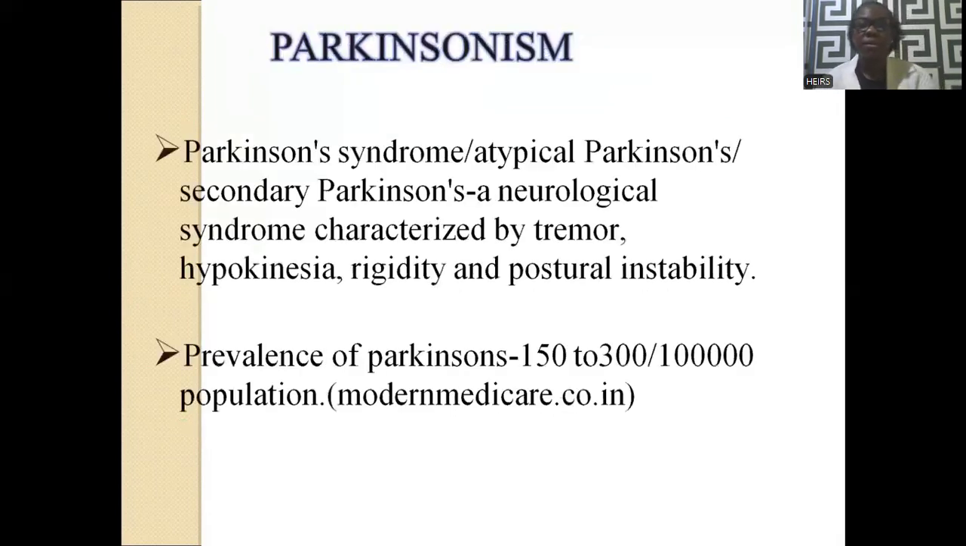Parkinson's disease, or Parkinson's syndrome, or atypical Parkinson's, or secondary Parkinson's, is a neurological syndrome that is characterized by tremor, hypokinesia, reduced movement, rigidity, and postural instability. Now, the prevalence of Parkinson's for every 100,000 of the population is about 150 to 300.